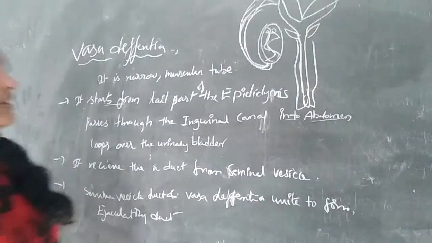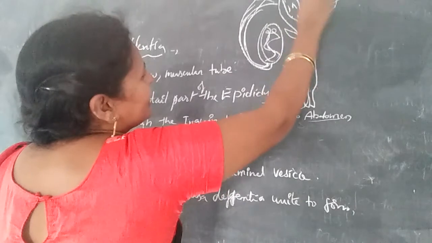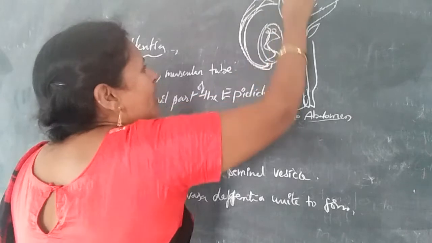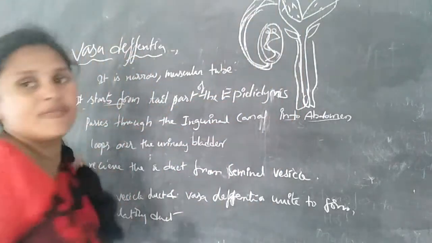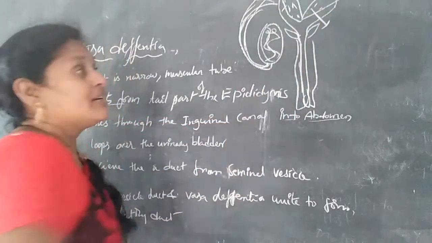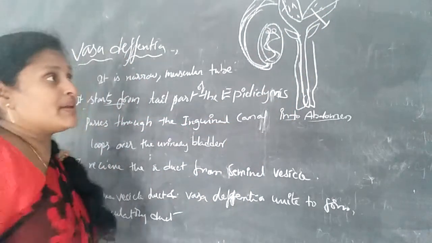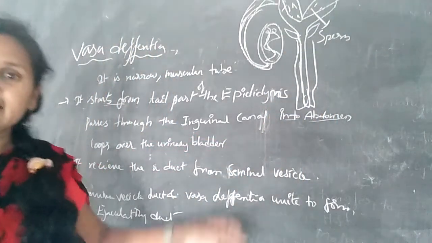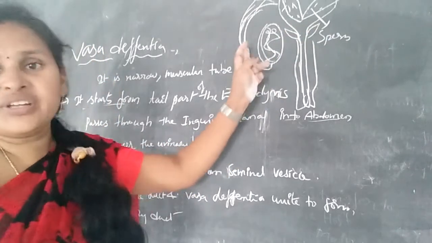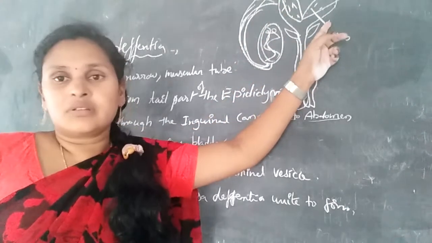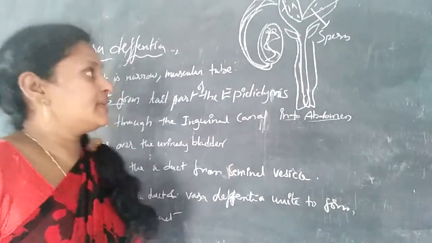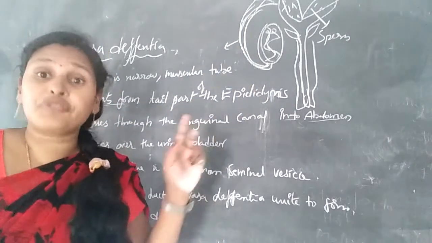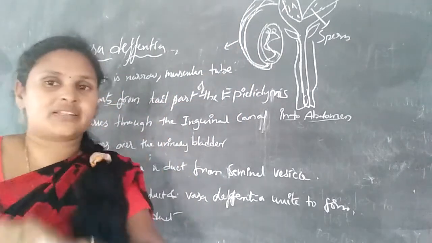It receives a duct from the seminal vesicles. These are the seminal vesicles. The vas deferens receives one duct from the seminal vesicle. What is a seminal vesicle? It stores the semen. What is semen? It includes sperm cells. The vas deferens and the seminal vesicle duct fuse to form the ejaculatory duct.